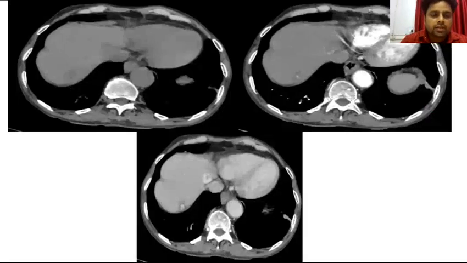This is a case. On plain images, there are hypodense lesions in both segments of both lobes of the liver. On arterial phase, there is peripheral nodular enhancement. In delayed phase, there is progressive central filling. This is a case of hemangioma.